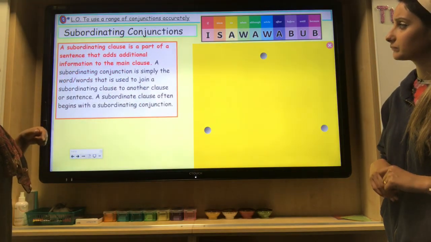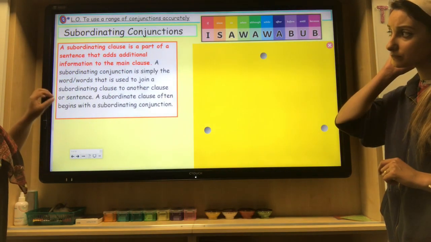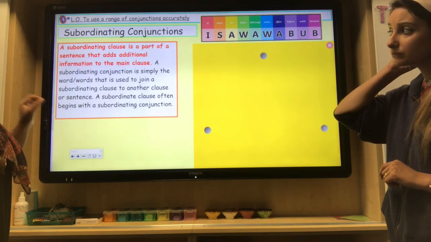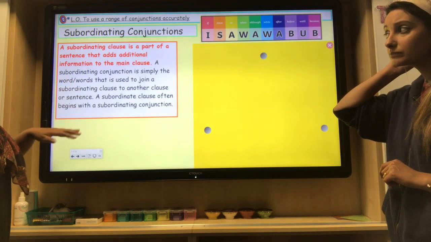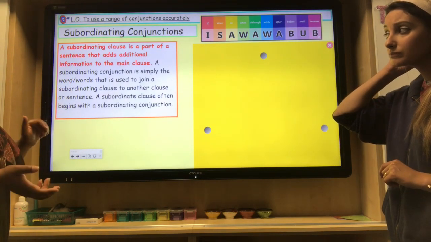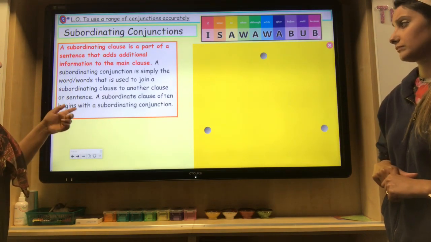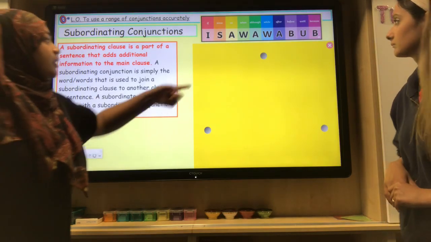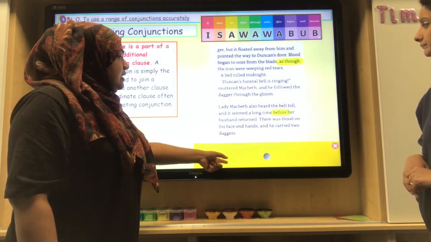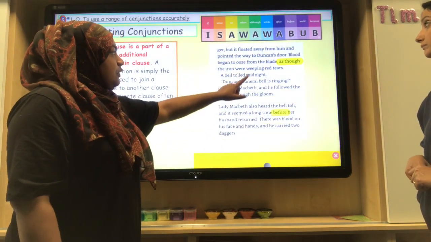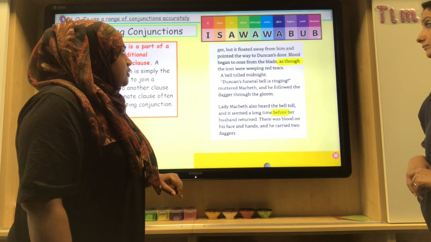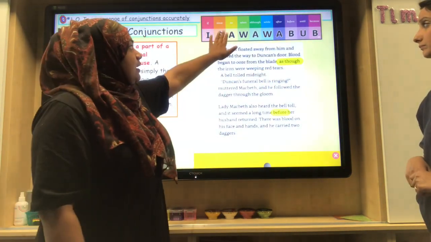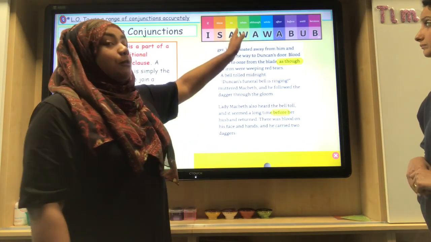So why and when do we use subordinating conjunctions? A subordinating clause is part of a sentence that adds additional information to the main clause, okay? A subordinating conjunction is simply the word or words used to join a subordinating clause to another clause or sentence. A subordinate clause often begins with a subordinating conjunction, though it doesn't always have to. Here from the text we've got some examples. As though is also a subordinating conjunction too. I know it's not here, but like I said, these are the 10 most common ones.